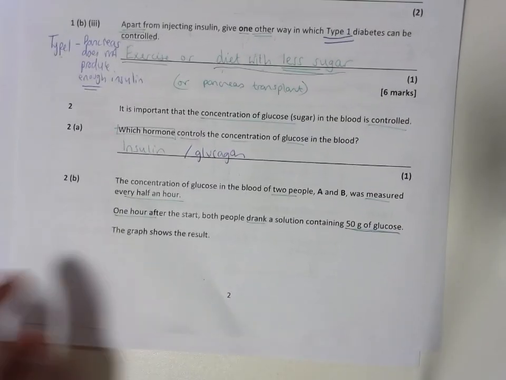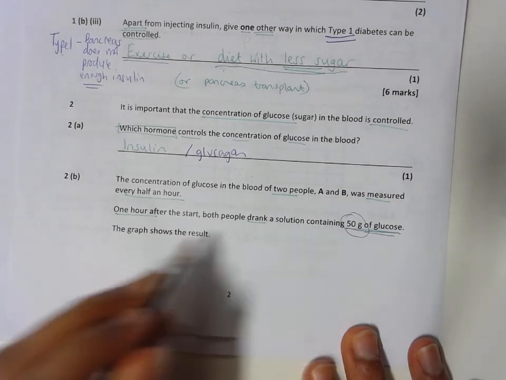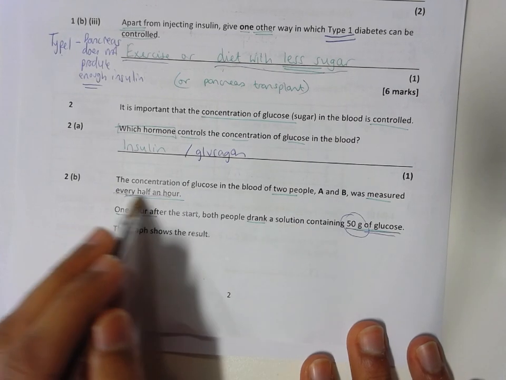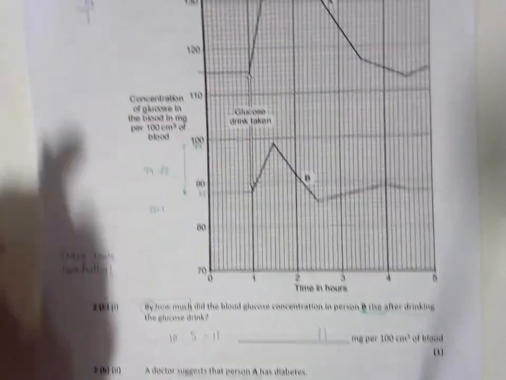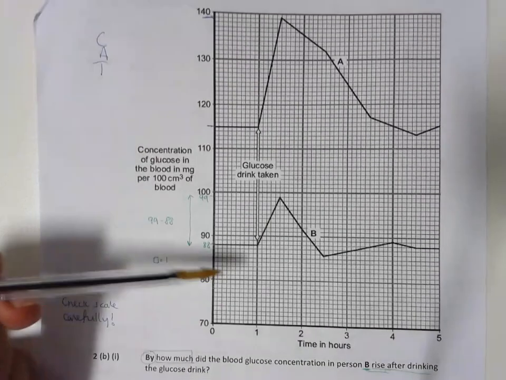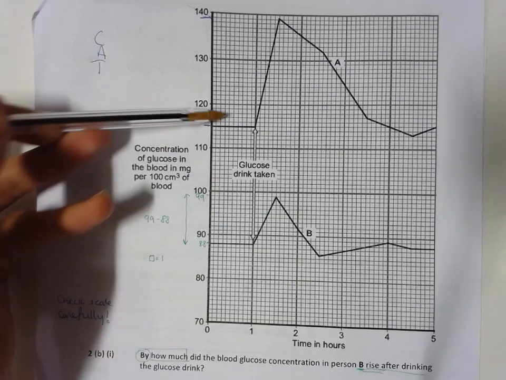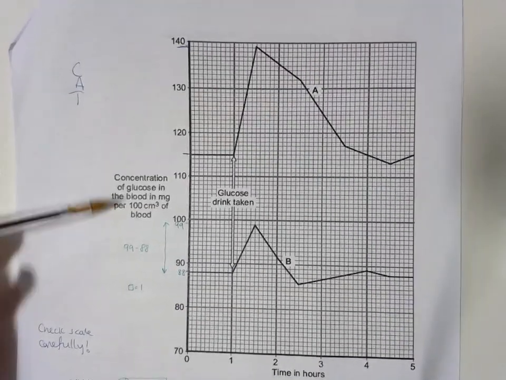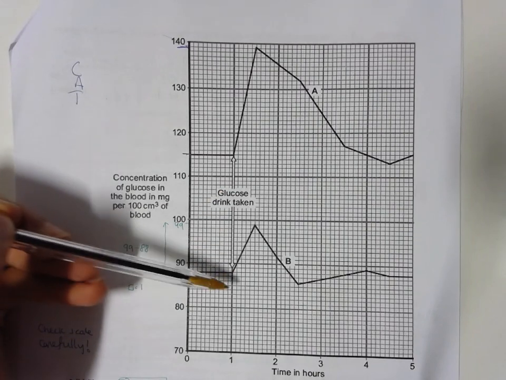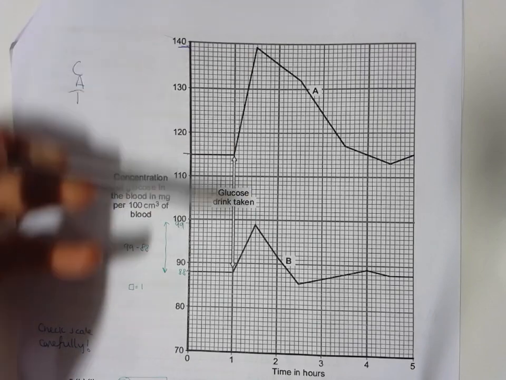Next question, it talks about two people who have drank a 50-gram solution of glucose and they're measuring their blood every half an hour. So let's look at the graph. This is my caption. Now let's look at the axes of my graph. I've got time in hours and I've got the concentration of glucose in the blood here. Now you'll notice that A and B seem to have very different blood glucose concentrations, and whilst they both take the 50 grams of glucose at the same time, their bodies react very differently.